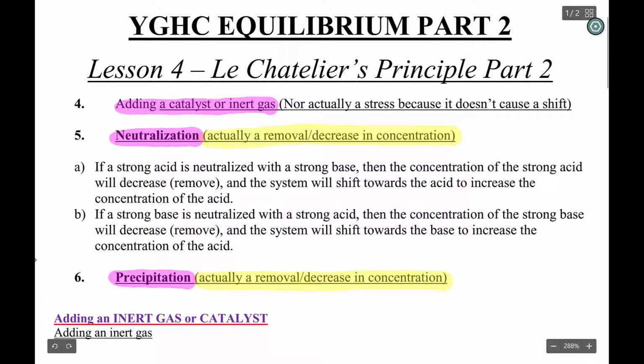Now, I want to clarify, this really isn't a stress. It doesn't actually cause any kind of shift, but you do have to understand what is going on at a very, very basic level. So we're going to start with that. We're going to look at adding a catalyst or an inert gas and talk about what's going to happen.